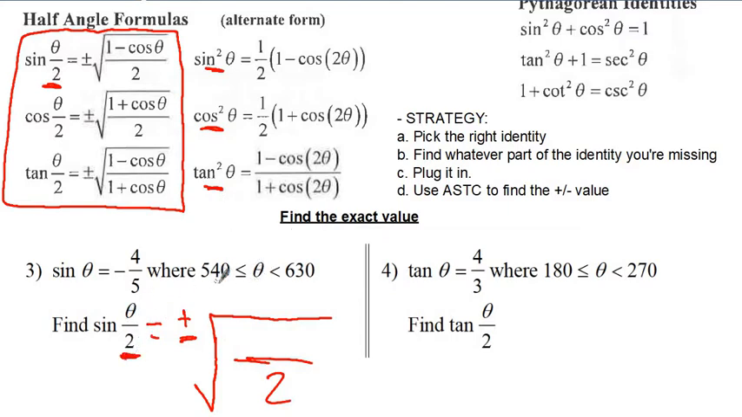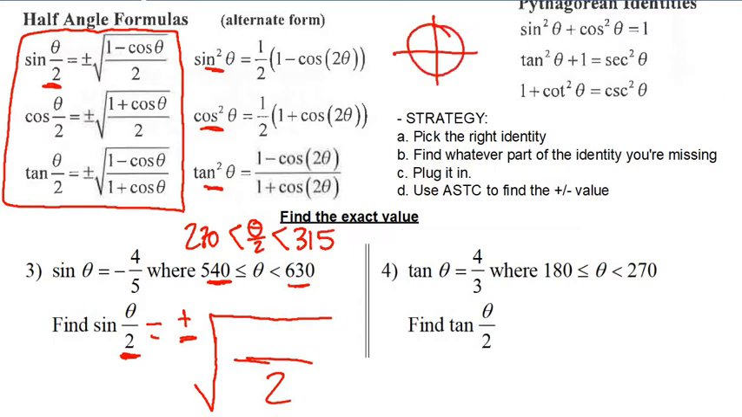Okay, so they're telling us that theta is between 540 and 630. That means for theta over 2, I just have to cut those in half. So half of 540 is 270. Half of 630 is 315. So if I just draw a picture right here, 270 is right here in this green part, and 315 is somewhere about there. So that means we're right here with this angle, we are in the fourth quadrant. Okay, theta over 2 is in the fourth quadrant.